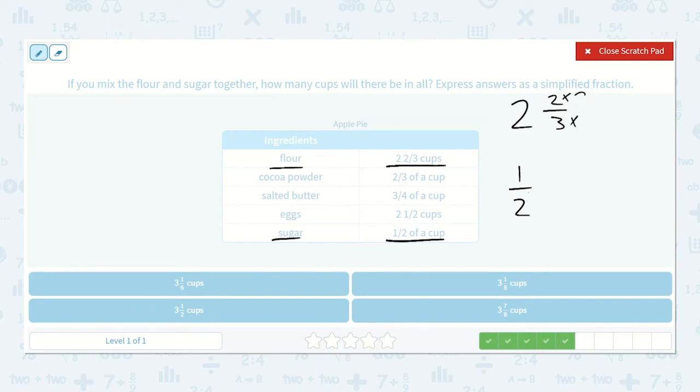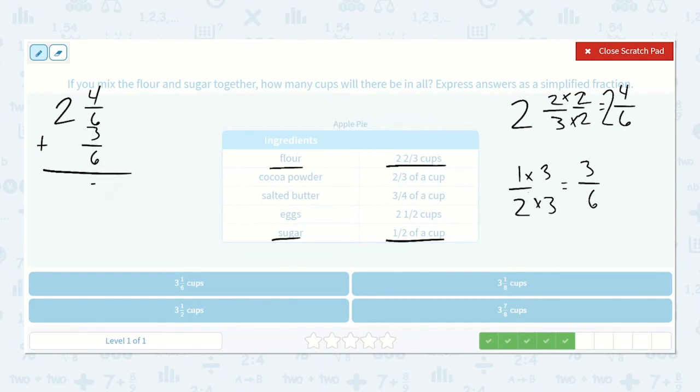So 2 times 2 and 3 times 2. So 4/6. So this all together would be 2 4/6. Then we need to multiply the top and bottom of this one by 3 so that our denominator is 6. 3/6. So now we have 2 4/6 plus 3/6. 4 plus 3 is 7, so we have 7/6, and that is 2 7/6.